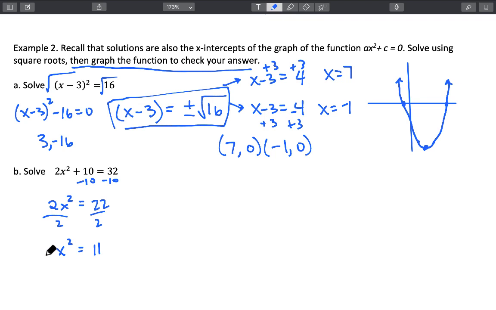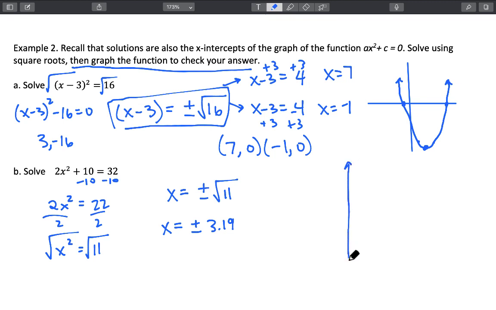Now when we get here, we're going to take the square root of both sides, and we get x is equal to both the positive and negative square roots of 11. And it's okay to leave it because 11 is not a perfect square. If we were to put this into our calculator, we would get something like x equal to both the positive and negative, somewhere right around 3.19 or something like that, okay? And you can check that on your graphing calculator just to see what that looks like.